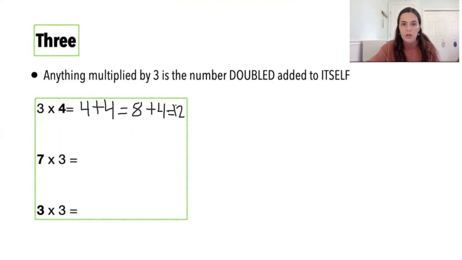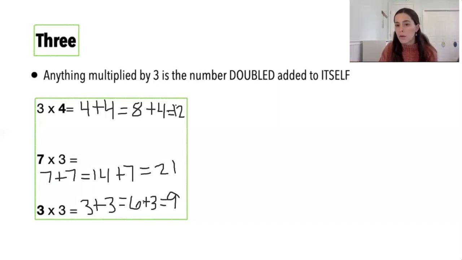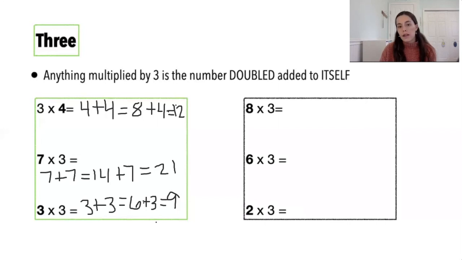We can do this also for 7 times 3, which would be 7 plus 7, which equals 14, and then you add that to itself again, which is 7, equaling 21. And then for the last problem, we have 3 times 3, which is 3 plus 3, which is 6, plus 3, which is 9. So as we can see, we can do a lot of our multiplication facts with addition. Here are example problems. You have 8 times 3, 6 times 3, and 2 times 3.